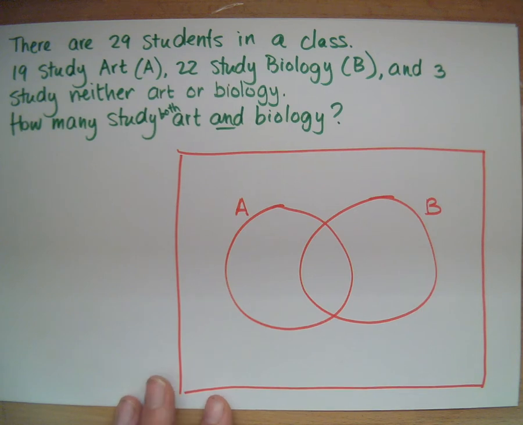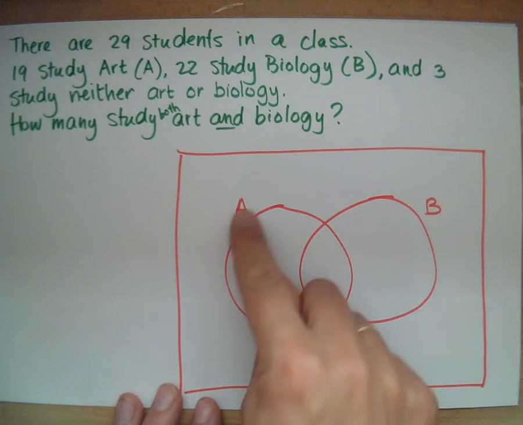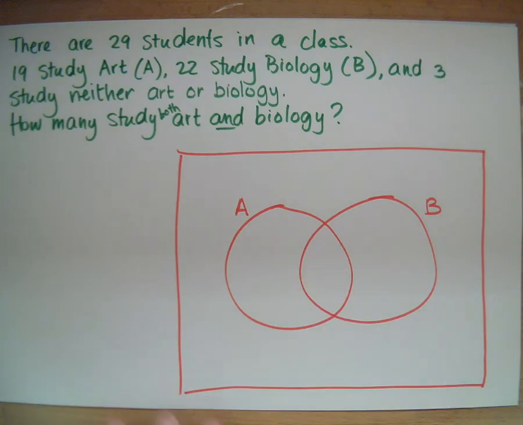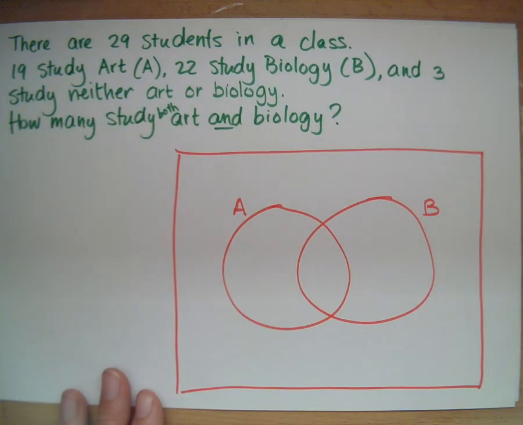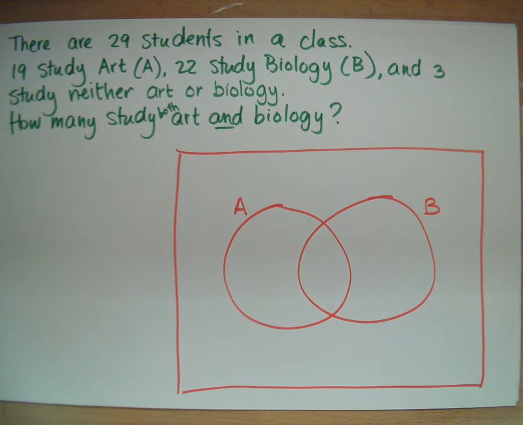Let's say this is our story. There's 29 students in a class. 19 of these students study art, and art will be our set A. 22 students study biology, and 3 study neither art nor biology. And the question is, how many students study both art and biology? So which students are in both classes? All right. This is fun.